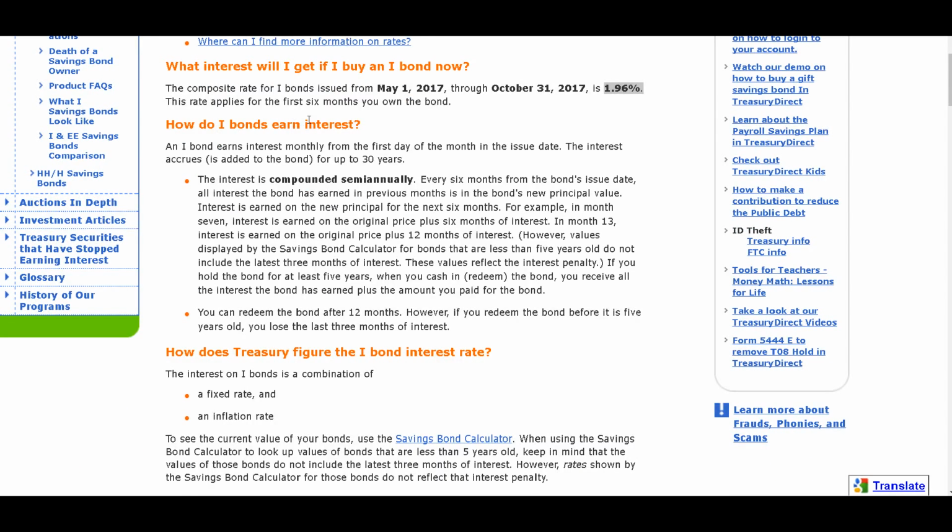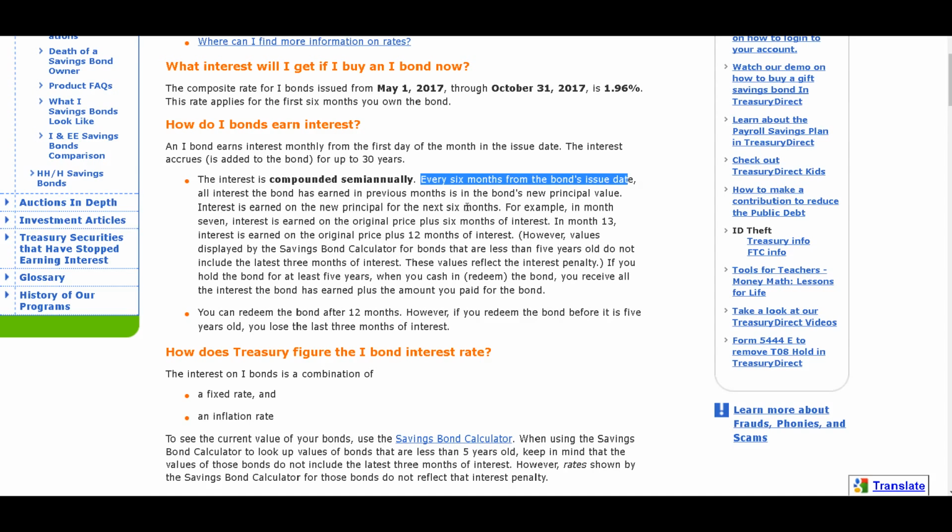And of course, how do I bonds earn interest? So here they compound semi-annually, so same rules as the EE bonds. They do compound semi-annually. Every 6 months from the bond issue date, all interest the bond has earned in the previous 6 months is included in the bond's new principal value. Interest is then earned on the new principal value.